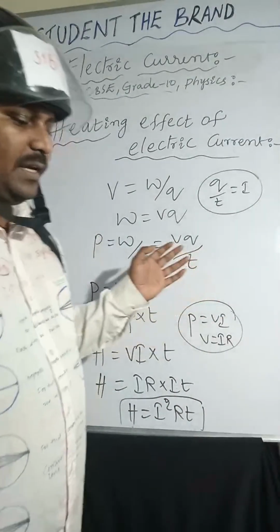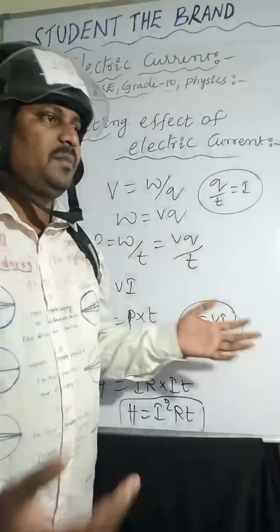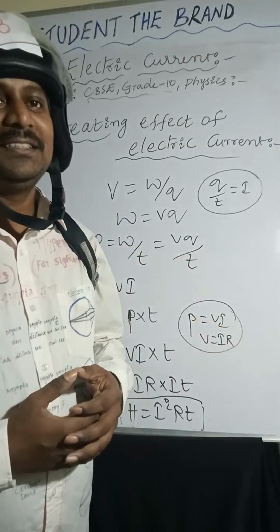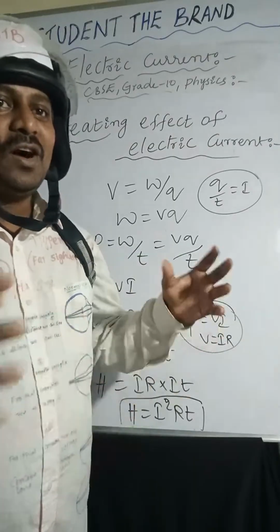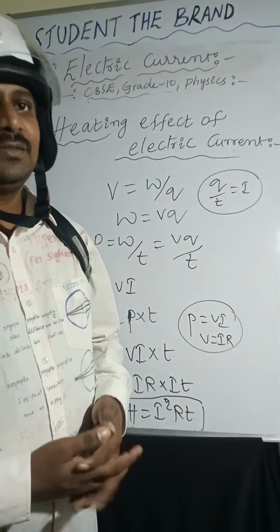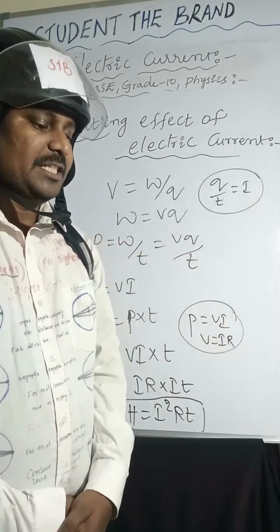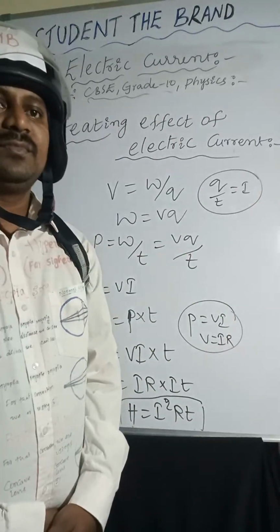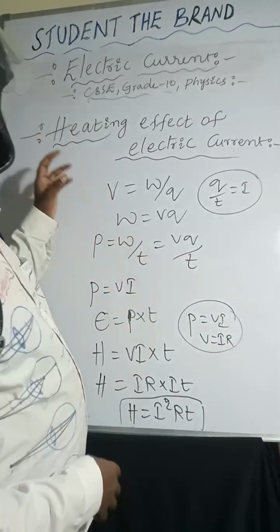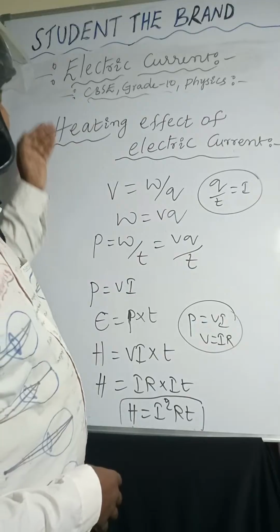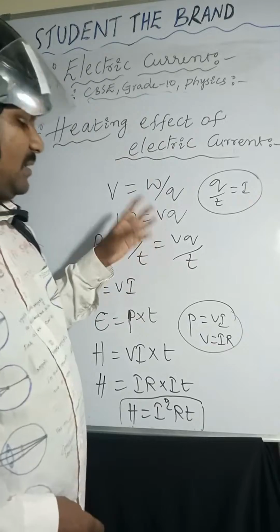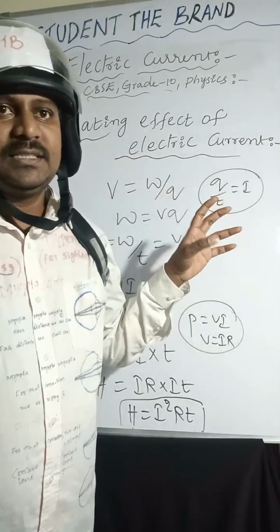In the previous year, I thought it would complete in one video, but it went until 6 parts. CBSE Grade 10 Physics, all chapters. Still we are doing. So I'm expecting this is the last part. Now, in the previous video, we discussed electric current, CBSE Grade 10 Physics, heating effect of electric current. So all those points we discussed.